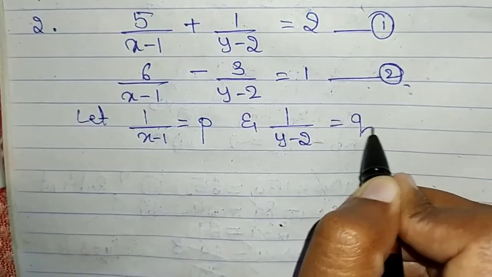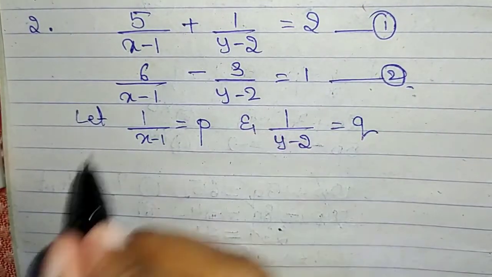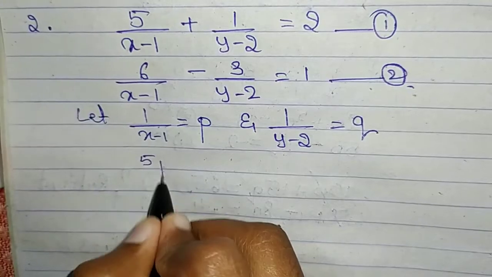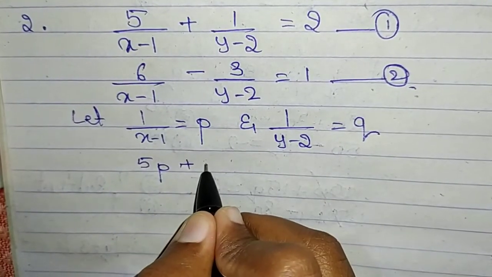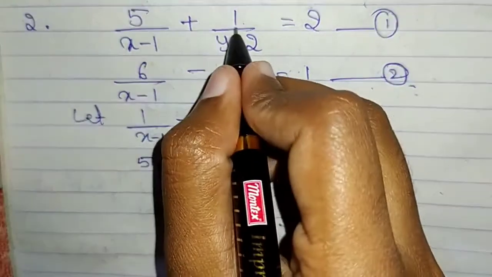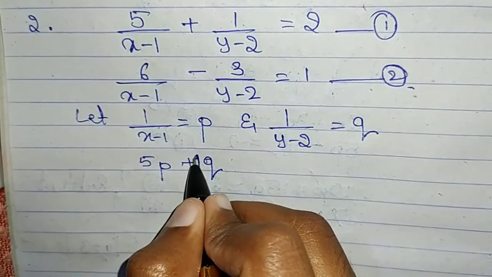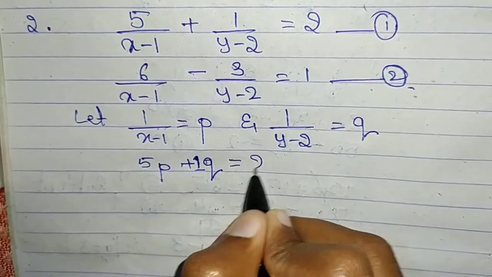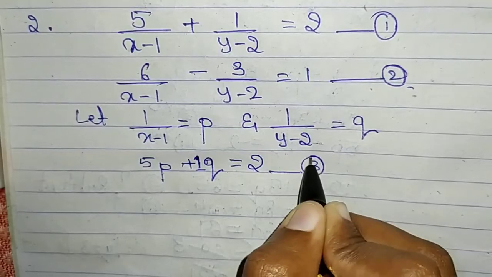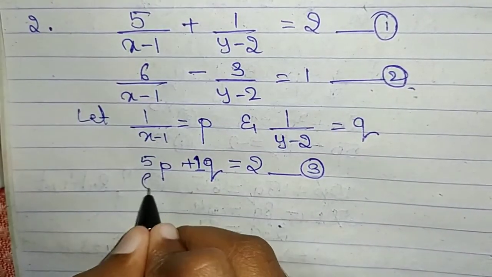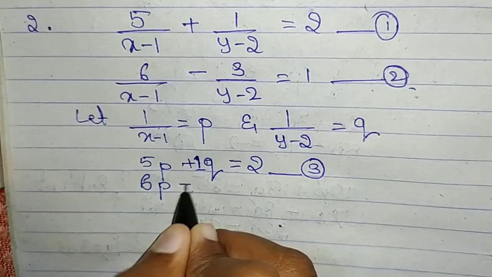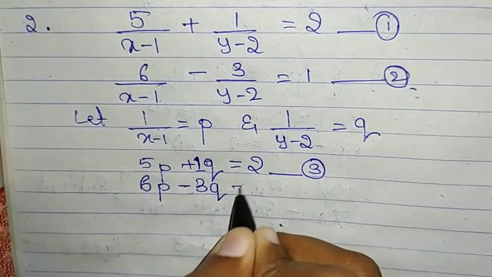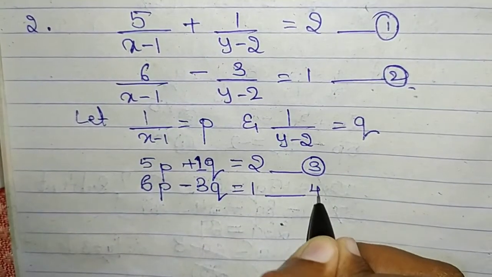So first let 1 by x minus 1 is equal to p and 1 by y minus 2 is equal to q. Then we can rewrite the equations as 5p plus 1q is equal to 2. This is the third equation. Whereas the second equation will be 6p minus 3q is equal to 1. This is the fourth equation.